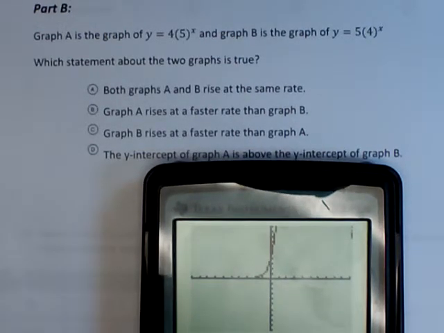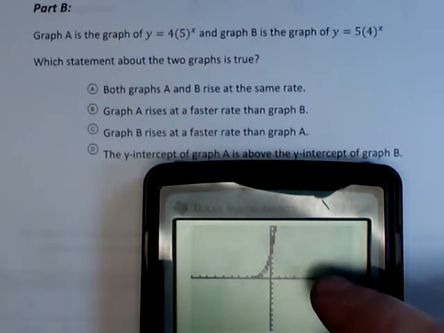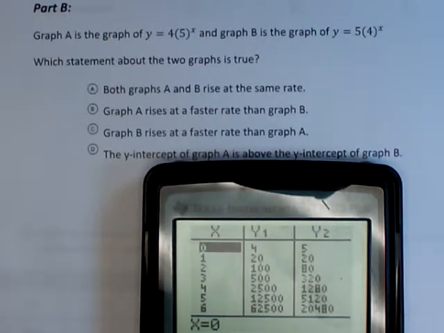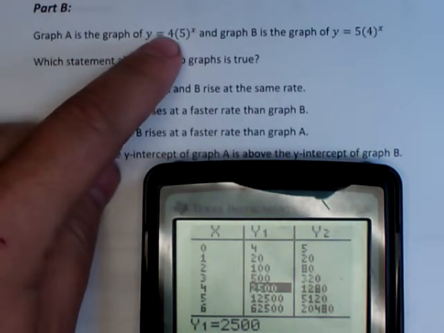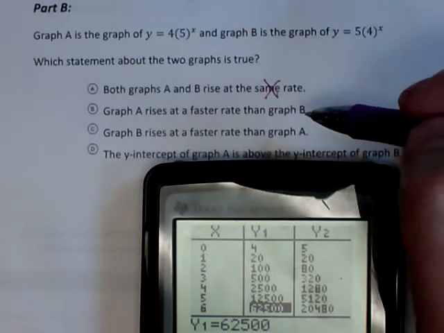Here are the two graphs. It's really hard to tell these two apart. They look basically the same on the graph. So what I'm going to do is go to the table. And in the table it becomes pretty clear that this one, y1, which I put in as A, is growing faster than this one, right? This one's at 62,000. This one's only at 20,000. So they're not going at the same rate.